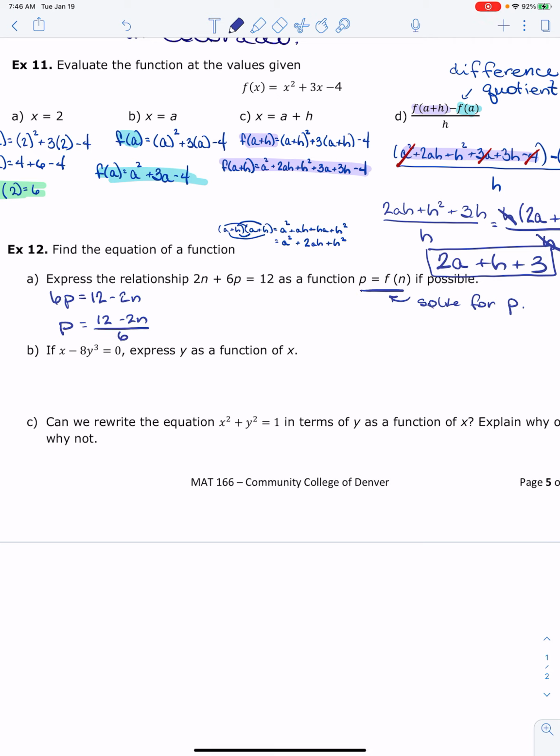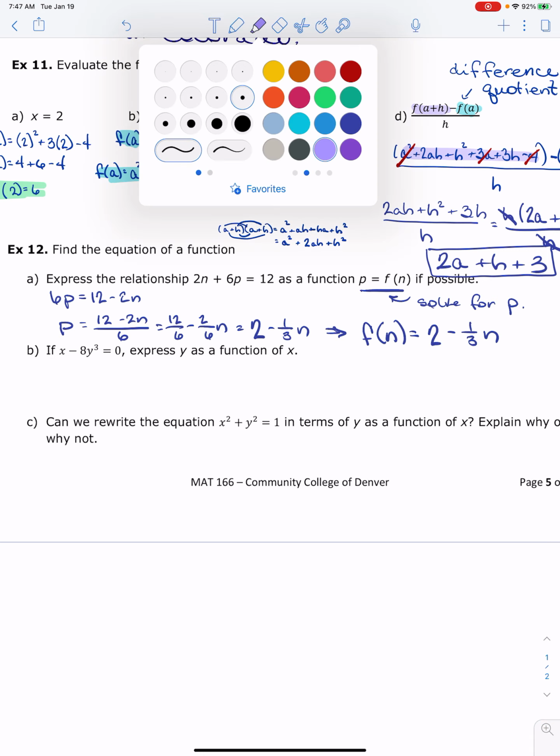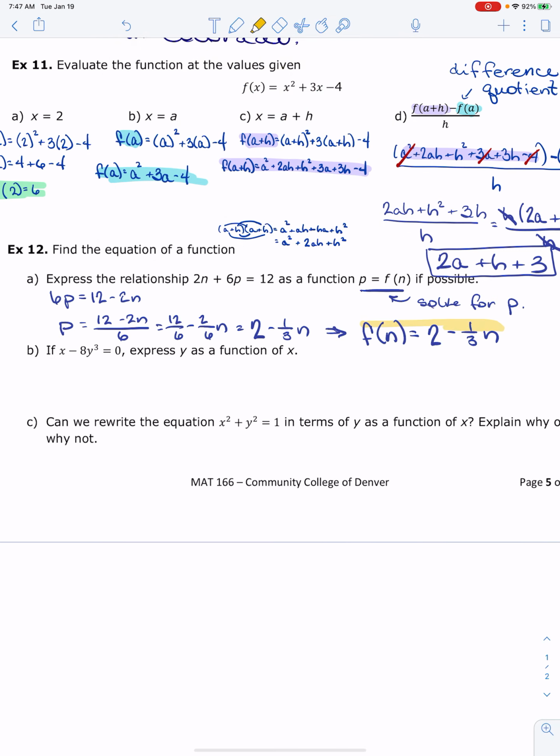If we want to separate that out, we can do the 12 over 6 part separate from the 2 over 6 part. 12 divided by 6 is 2, minus 1/3 times n. They want us to call this f of n, so we're just going to rename it. A function in terms of n, 2 minus 1/3 n, which makes sense. I should have that same variable matching my function name.